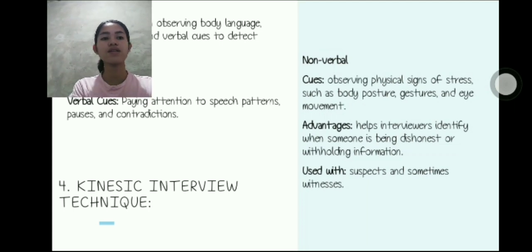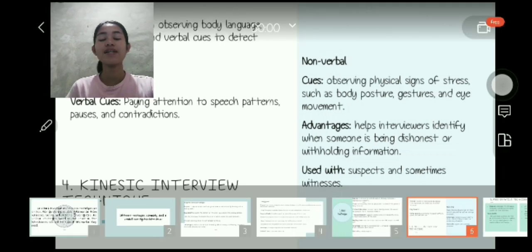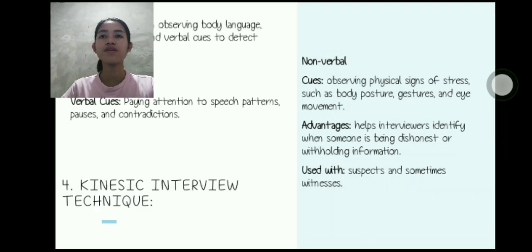Used with suspects and sometimes witnesses. So, the kinesic interview technique can help interviewers pick up on signs that a suspect may be lying or withholding information.